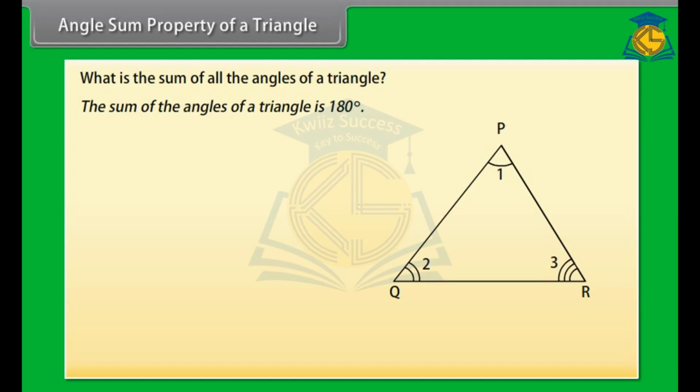Let us prove this statement using the axioms and theorems related to parallel lines. The property is, the sum of the angles of a triangle is 180 degrees. We are given a triangle PQR, and angle 1, angle 2 and angle 3 are the angles of triangle PQR. We need to prove that angle 1 plus angle 2 plus angle 3 is equal to 180 degrees.